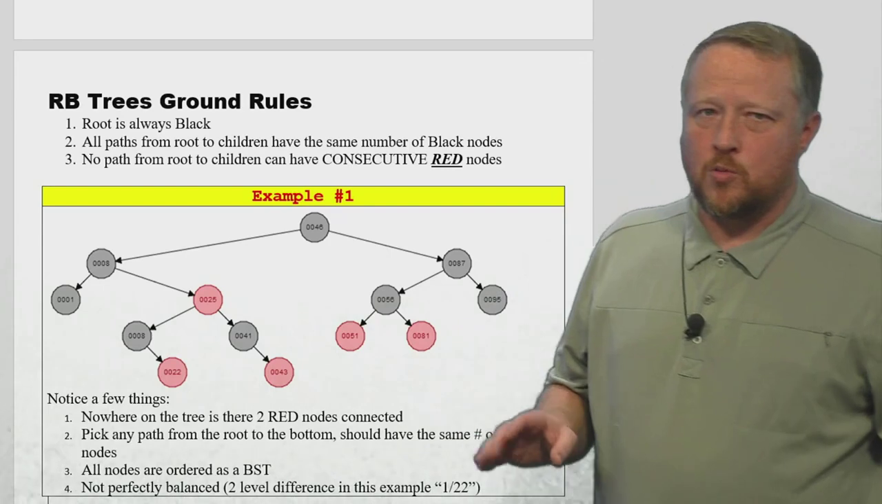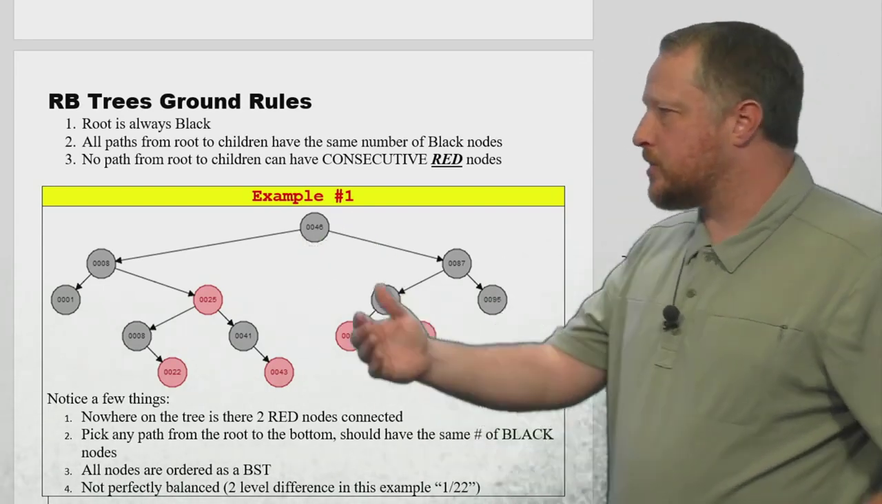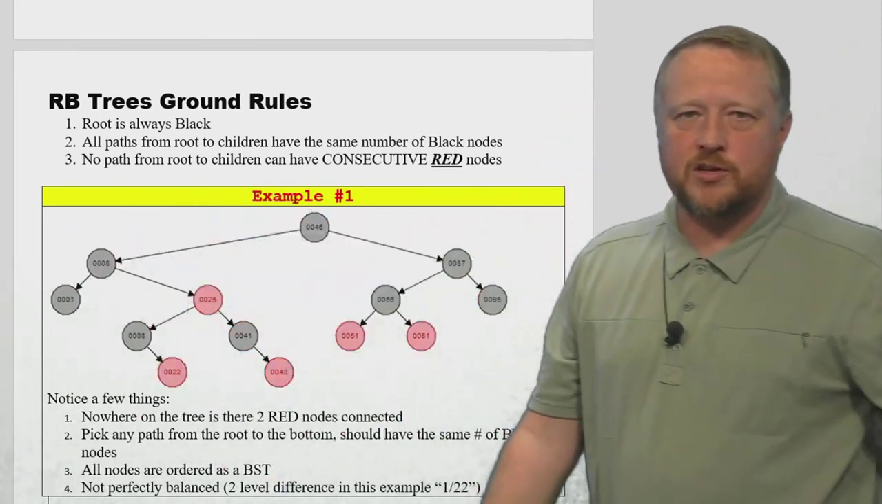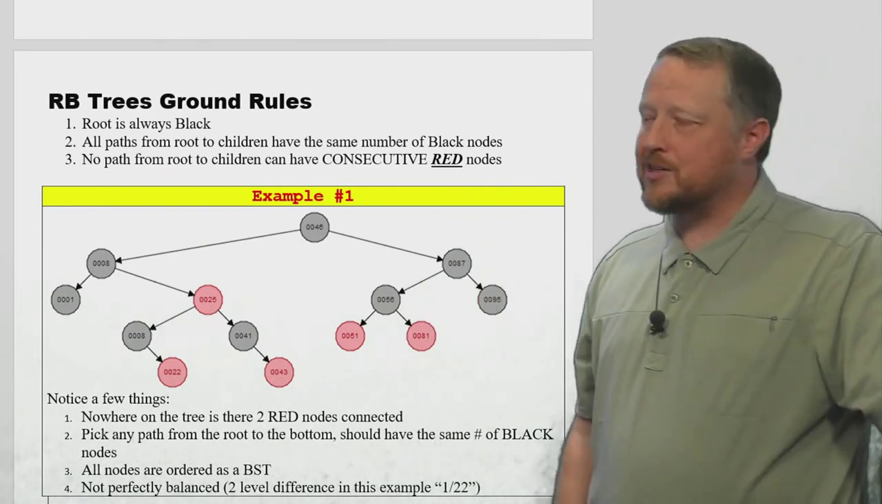Number three, though, is the important one. All nodes are ordered as a binary search tree. So for the number 46, everything greater than 46 is on this half, everything less than 46 is on that half. And again, pick any node, and it should be the exact same thing.